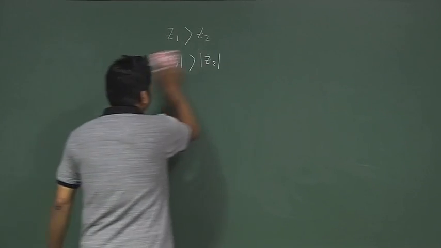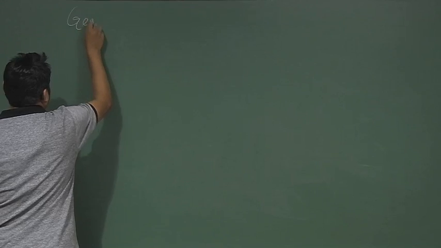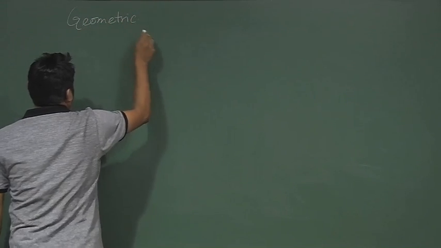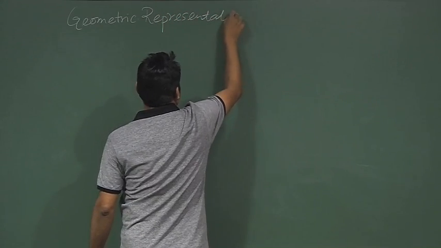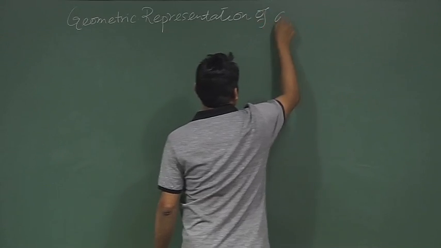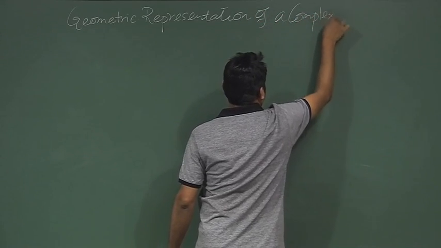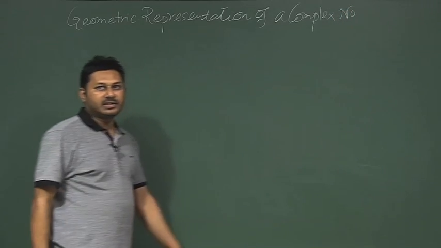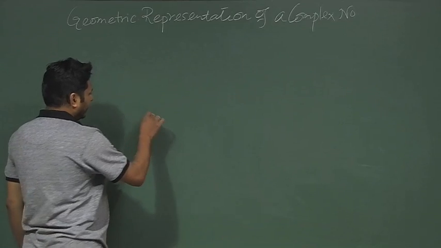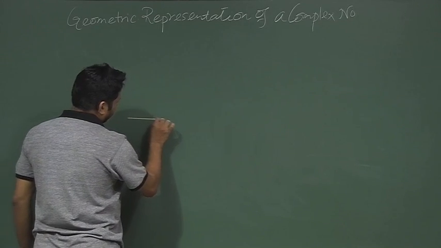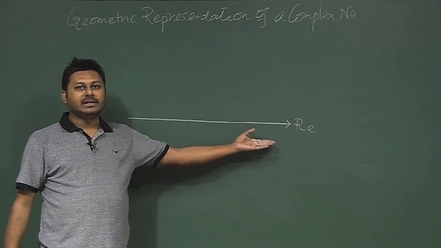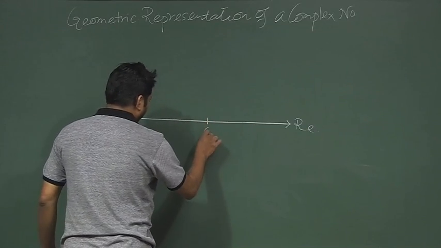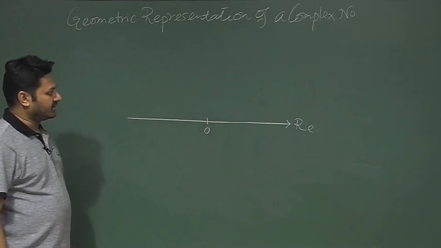So, now let me show you the geometric representation of a complex number. What is the meaning of geometric representation? In the very first class I mentioned that I have a line which I call the real axis, over which all the real quantities are there. This is 0, and this is positive, this is negative, all the quantities are there.